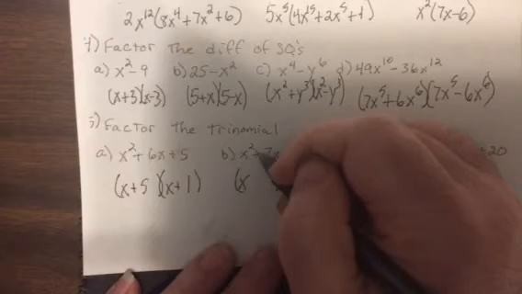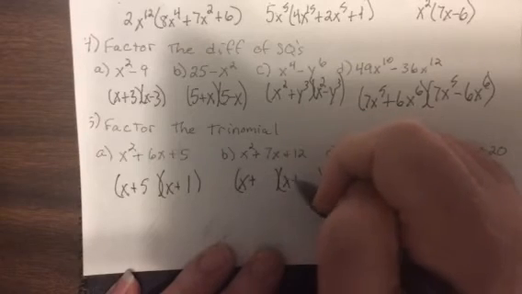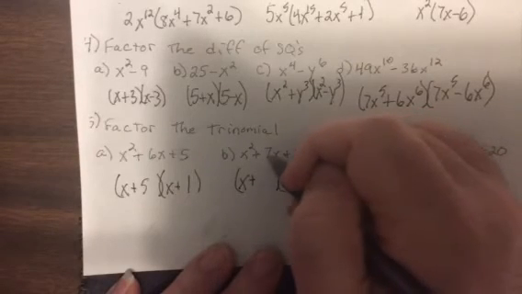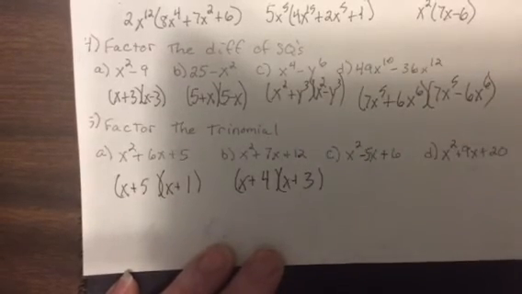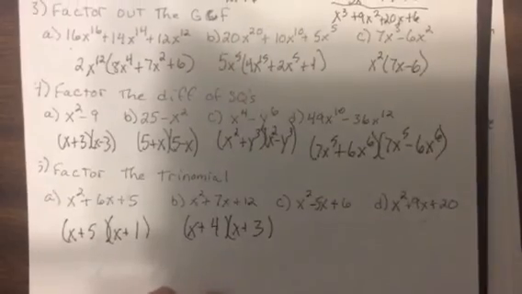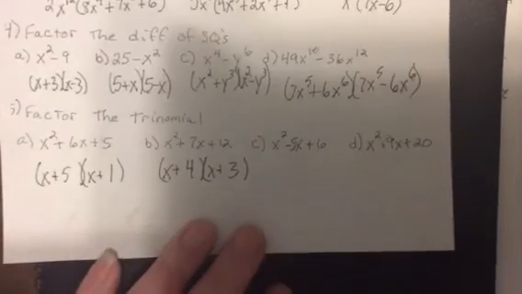Plus means both signs are the same as the middle, which is plus. And the factors of 12 that add up to 7 are 4 and 3. I'm cranking now, kids. So, oops, 2 more to go.